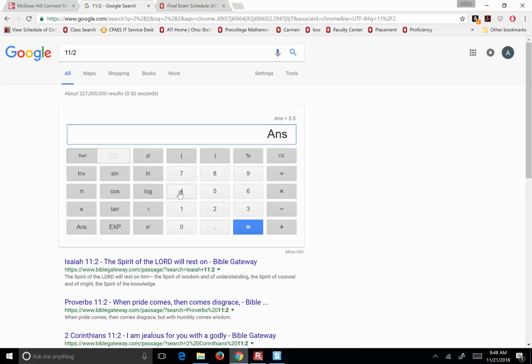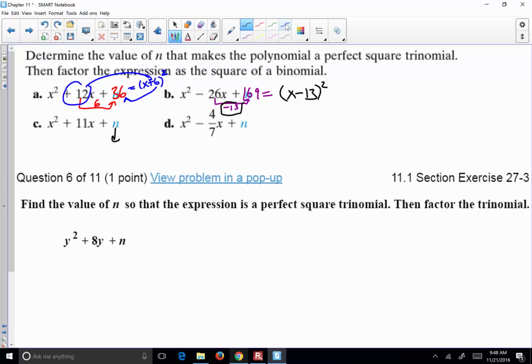That answer should be squared. We have a square symbol here. Yeah, 30.25. Yes, you're right. So I take half, which is 5.5, and square it to make 30.25.